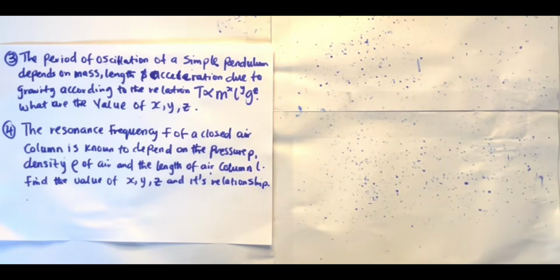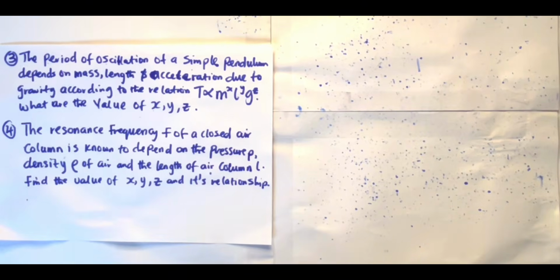Let's look at another question. The period of oscillation of a simple pendulum depends on the mass, length, and acceleration due to gravity according to the relation T is directly proportional to m^x, l^y, and g^z. What is the value of x, y, and z?